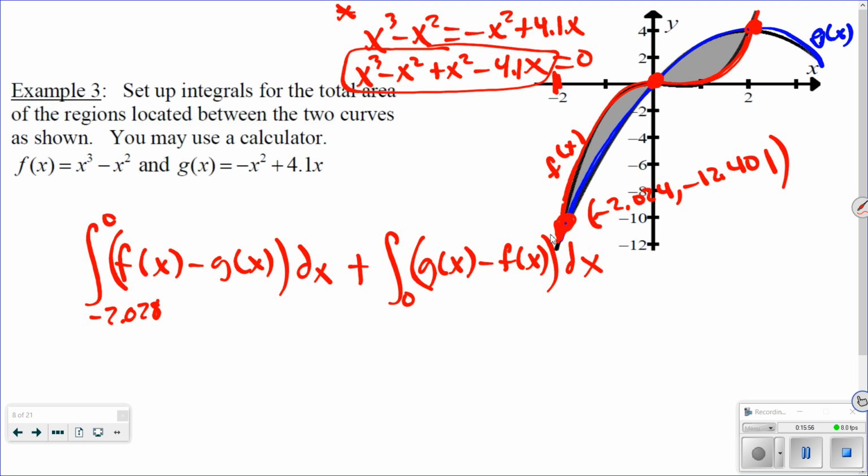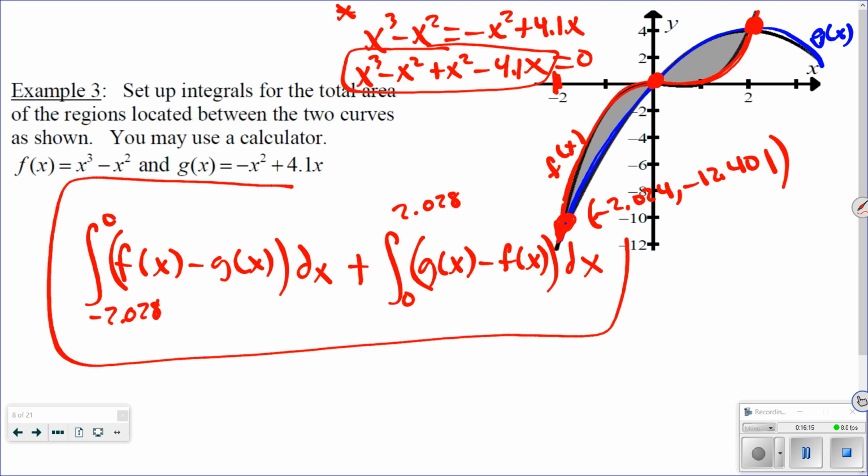Okay, you guys go ahead and pause the video, and just make sure you can find out where those two intersect. What is the x value? And then come back and we'll finish this up. So you should have gotten that the x value there is actually a positive 2.028. So this is the problem that would give me the answer that we're looking for.